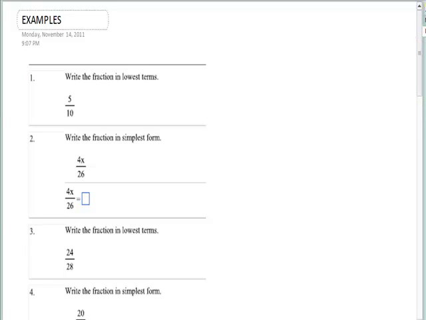All right, number 1, write the fraction 5/10 in lowest terms. I think most of you will see that 5 goes into the top once and 5 goes into 10 2 times. And there would be no reason to do that problem any other way.